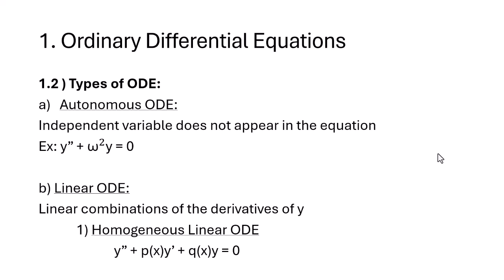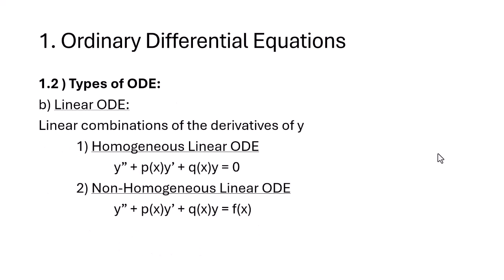And we have two types of linear ODEs. First of all, we have homogeneous linear ODE. It can be written in the form y double prime plus p of x y prime plus q of x times y equals 0. And then the non-homogeneous linear ODE, it can be written as y double prime plus p of x y prime plus q of x y equals f of x. So the difference here is that 0 appears in the homogeneous linear ODE, but instead of that 0, we have a function of x in the non-homogeneous linear ODE.